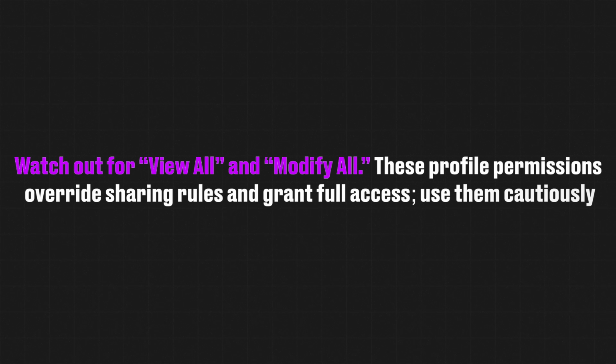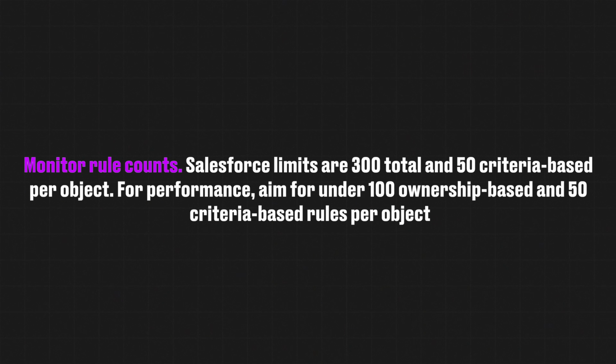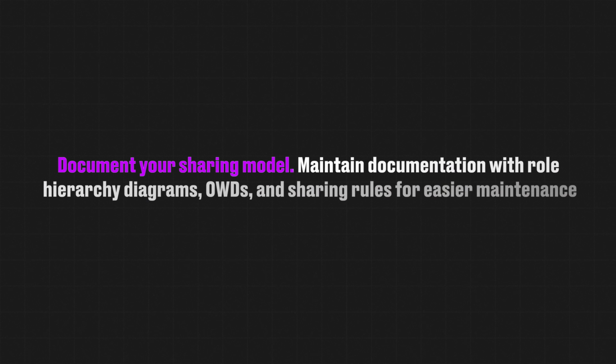Use them cautiously. Monitor rule counts. Salesforce limits are 300 total and 50 criteria-based per object. For performance, aim for under 100 ownership-based and 50 criteria-based rules per object. Document your sharing model. Maintain documentation with role hierarchy diagrams, OWDs, and sharing rules for easier maintenance.